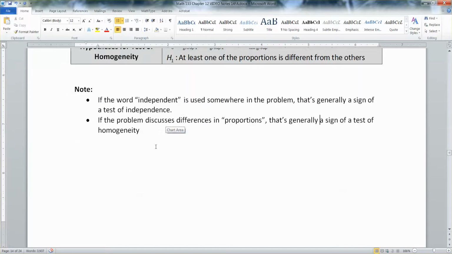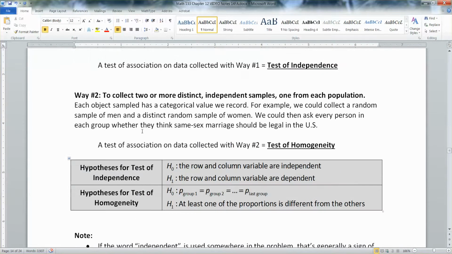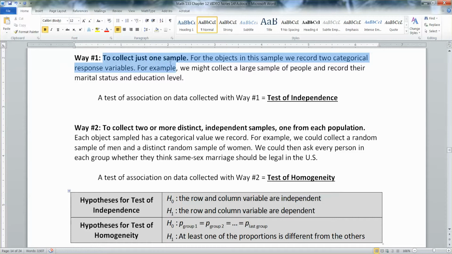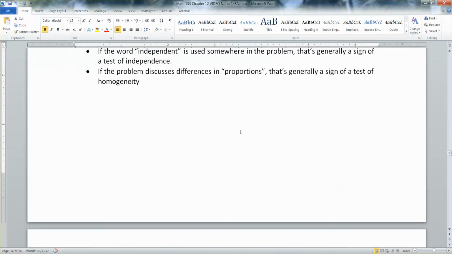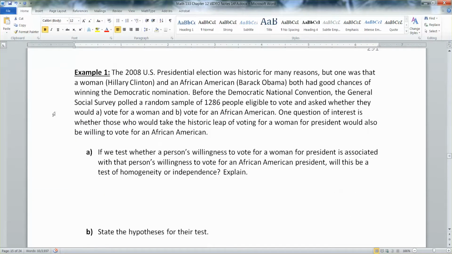All right, so let's take a moment and try to figure out, are we dealing with one sample, where for the subjects in the sample, we collect two categorical response variables, or are we dealing with two or more independent samples, one from each population, where we then collect one thing about them? Okay, so let's go down here.